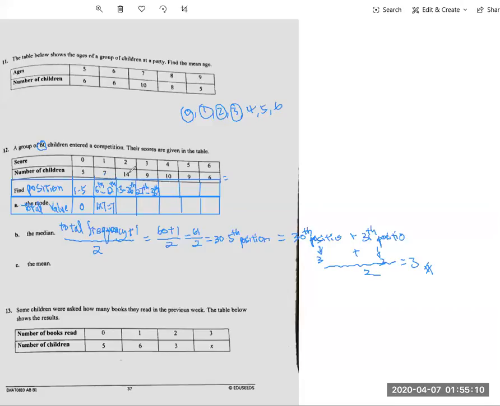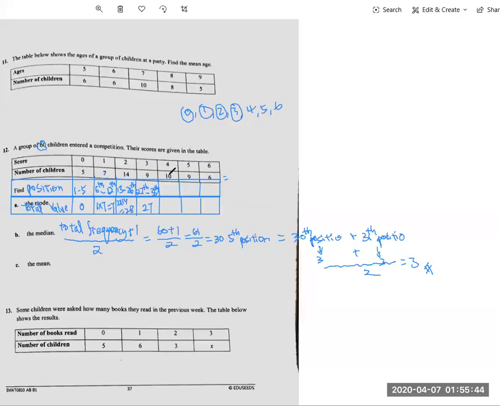Similarly, in the third column, there are 14 children who have a score of 2. So for this third group, the total score they make is 14 times 2. Each of them scored 2, so 14 of them give you 2 times 14, which is 28. With the same reasoning, 9 times 3 is 27.